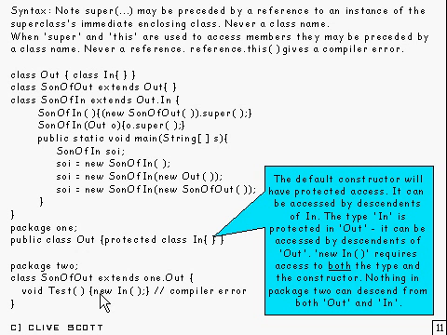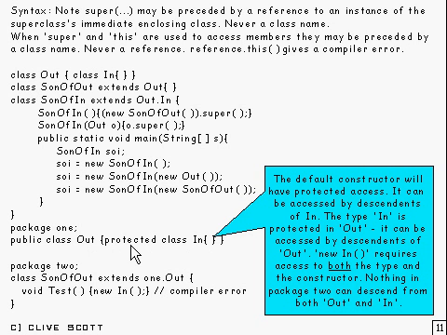You can't then say new in. You can't do that because although you've got access to in there, you haven't got access to the constructor. And the reason for that is if there's no constructor specified, then the default constructor is going to have the same access rights, the same access protection as the class itself. So the constructor for in there is going to be protected. And that means, of course, it can only be accessed by descendants of in.